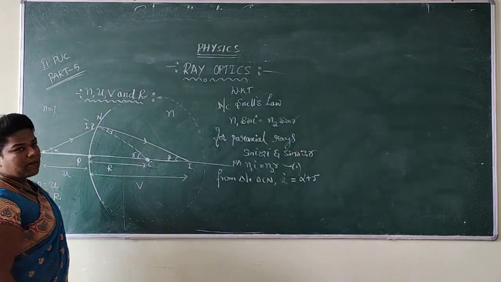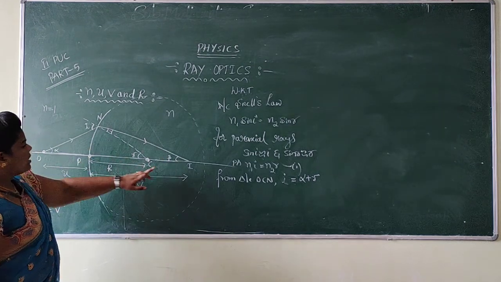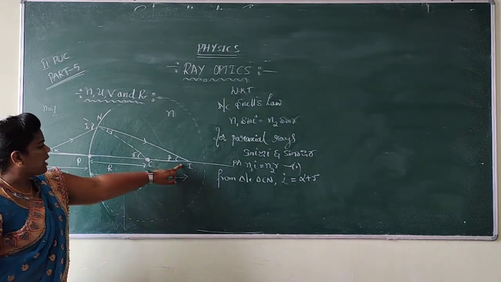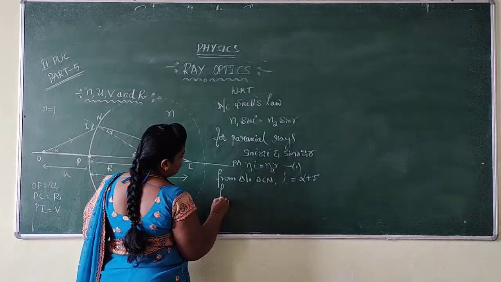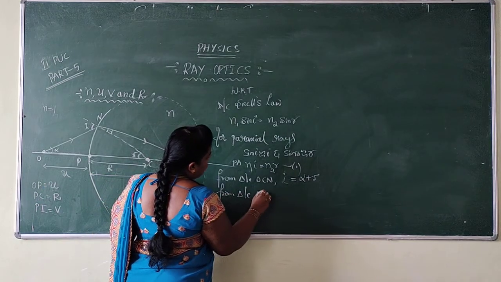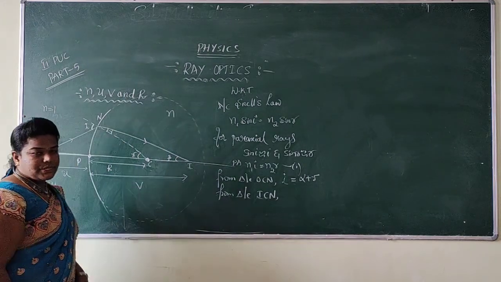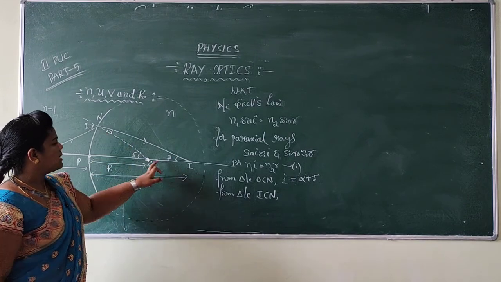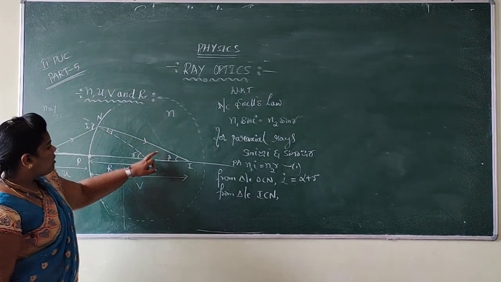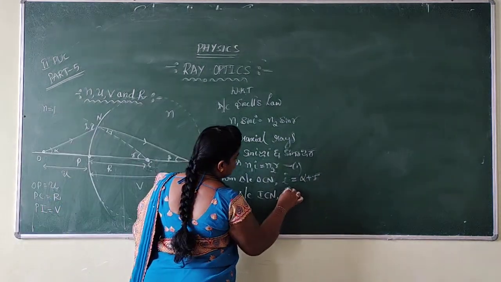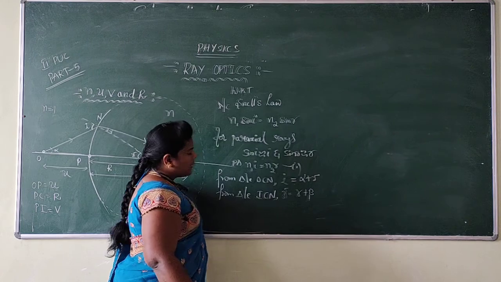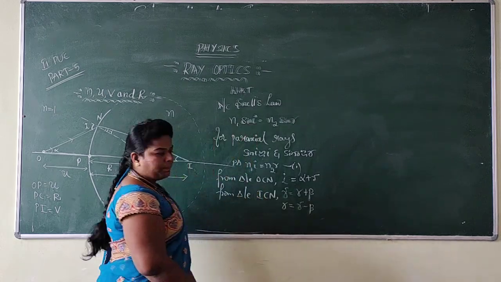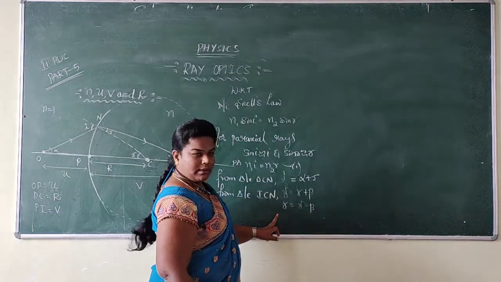Similarly, I want to calculate r. To calculate r, I am using triangle ICN. Again, the exterior angle is equal to the sum of the two interior angles. Which one is the exterior angle in this triangle? It is gamma, and r and beta are the interior angles. So gamma is equal to r plus beta. But I want to calculate r, so r can be written as gamma minus beta. See, we calculated i and r.